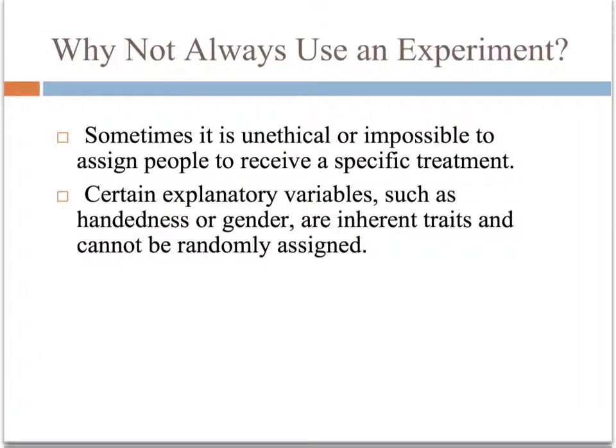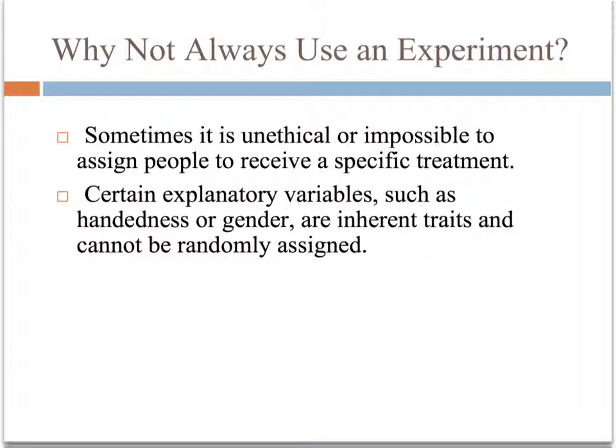So why would you not always use an experiment? Why would you not always try to influence what's going on? Well, there are a couple of reasons. Sometimes it's unethical or impossible to assign people to receive a specific treatment. Like if you want to know if something causes cancer, and you're pretty sure it does, you don't want to give that to people on purpose to try to cause cancer in them. But you could look at an observational study to see whether or not the people who are exposed to that in some way get cancer from it.